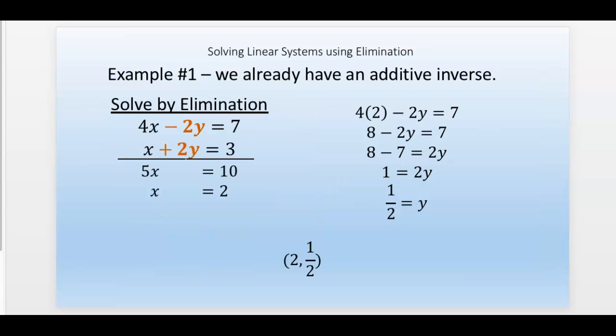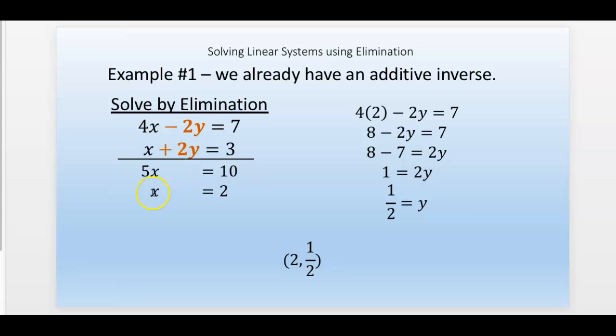Let's look at some examples. Example number 1 is when we already have an additive inverse. So we already have negative 2y and 2y. So you just put them both in standard form, line them up, add them up. So you get 5x, the y's are eliminated, and 7 plus 3 is 10. So 5x equals 10. So x is 2.